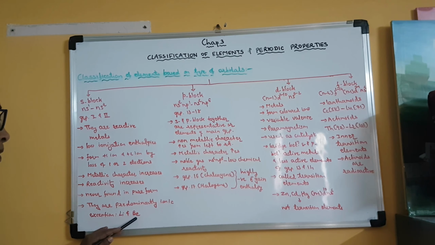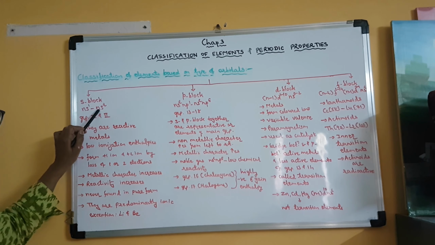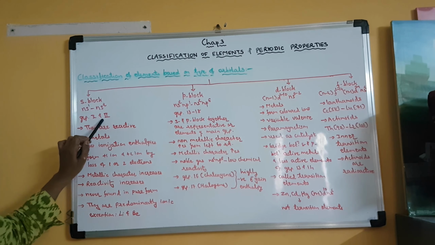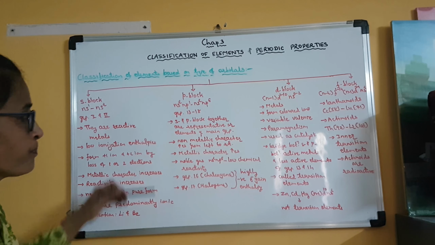So this is all about s block elements. What is their outermost configuration? Which group elements of the periodic table belong to s block and which are the general characteristics.